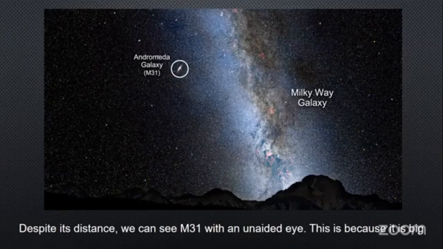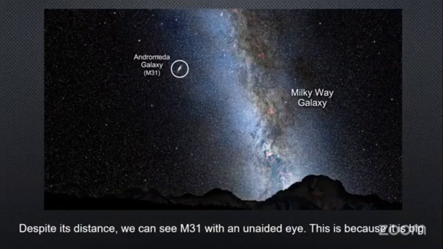So why can we still see the Andromeda galaxy? It is because it is very big. It is very, very big. Andromeda galaxy is the biggest galaxy in the local group. So we can see it with our naked eyes in a very pitch dark sky.